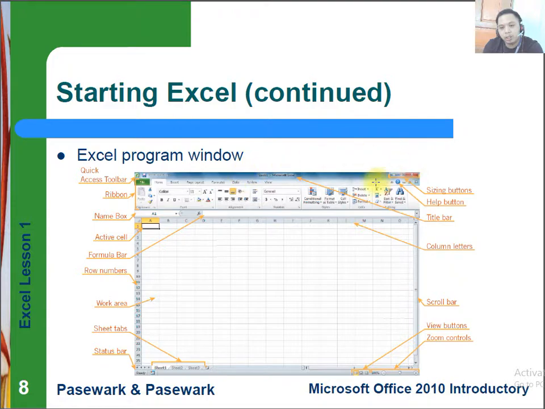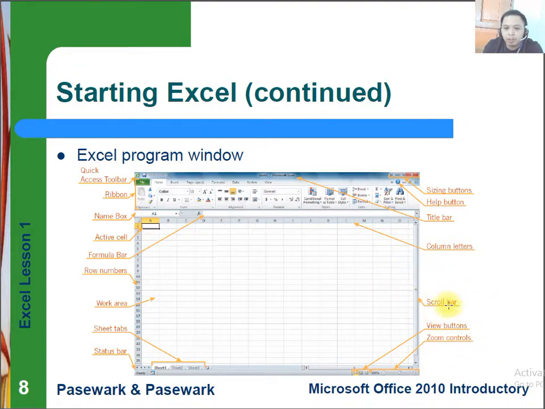Okay, nasa my right side din yung minimize, maximize, then the close button. The upper part is where you can find the title bar. Sa bandang you have the name box. Okay, sa formula bar. Okay, yung sheet tabs, status bar. You have the zoom controls, view buttons, scroll bar.